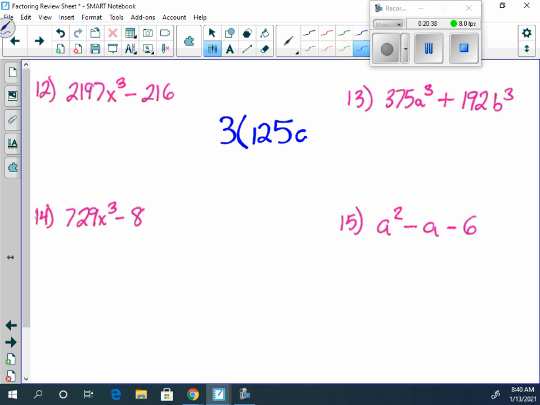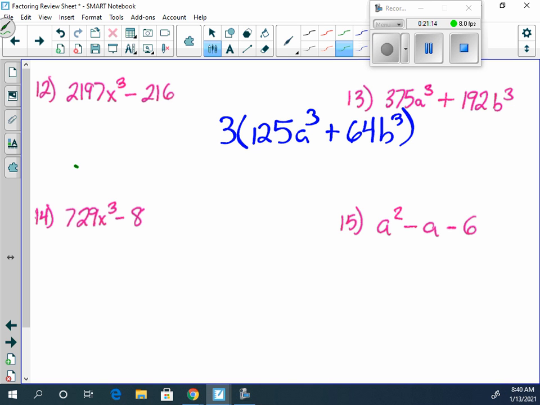375 divided by 3 is going to be 125. And 192 divided by 3 will give us 64. So here it was factorable. It is one of our sums of perfect cubes. But we needed that greatest common factor pulled out, because once we pulled it out, well, 125 is a perfect cube, because we saw that the other day, and the cubed root is 5.